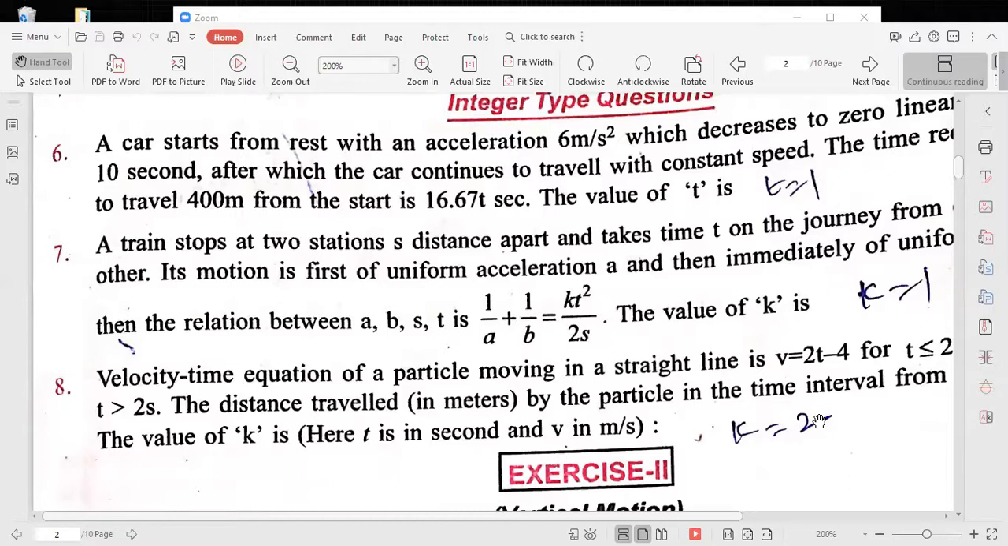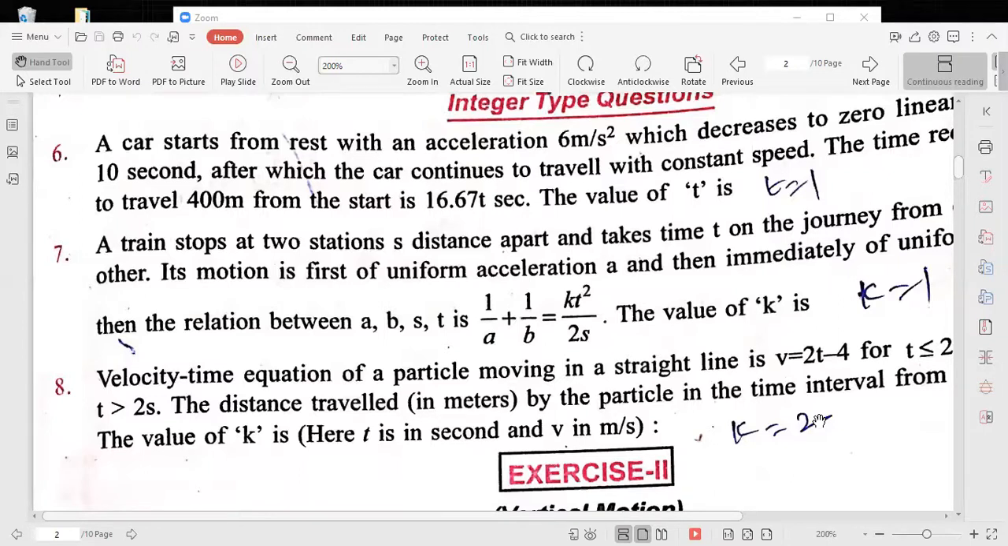I will read. A train stops at 2 stations s distance apart and takes time t seconds on the journey from one station to other. Its motion is first of uniform acceleration a and then immediately of uniform retardation b. Then the relation between a, b, s, t is. Okay. Have you studied this problem?